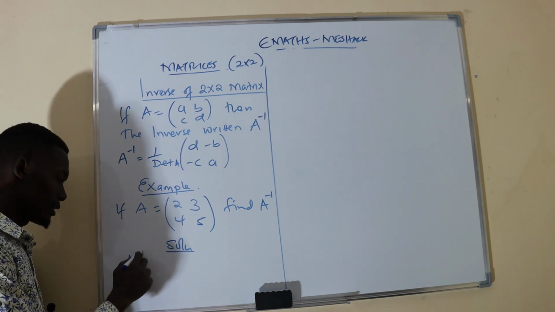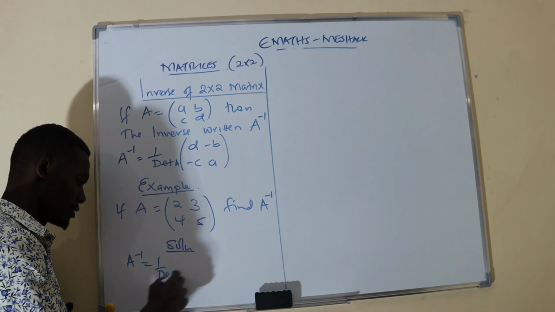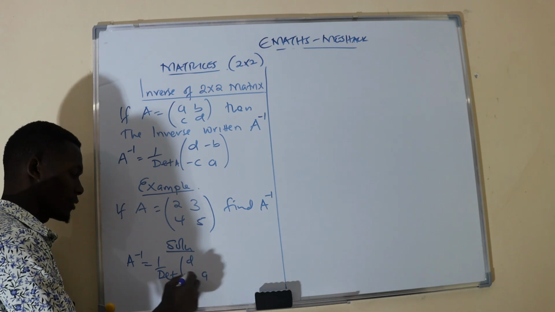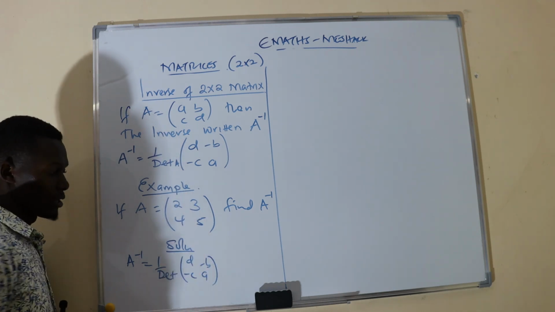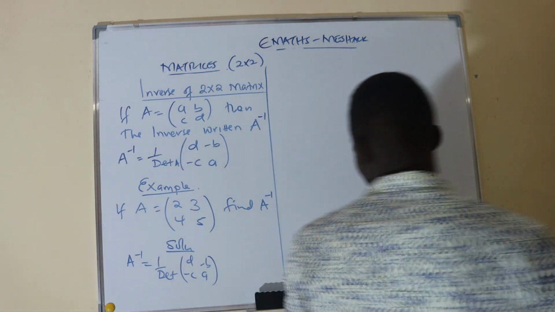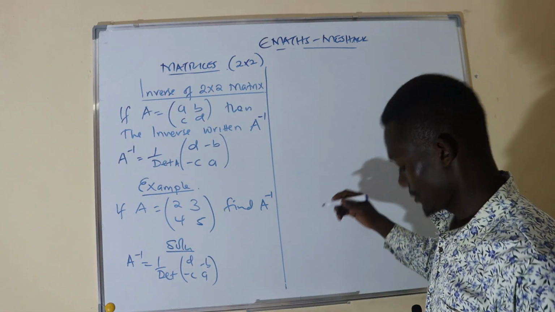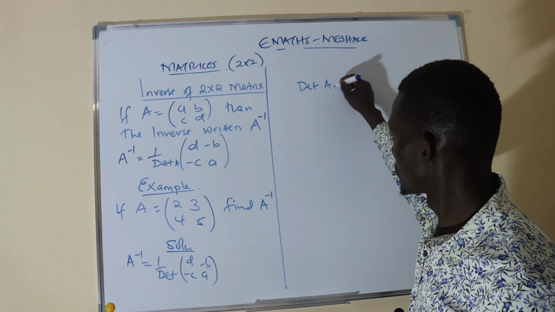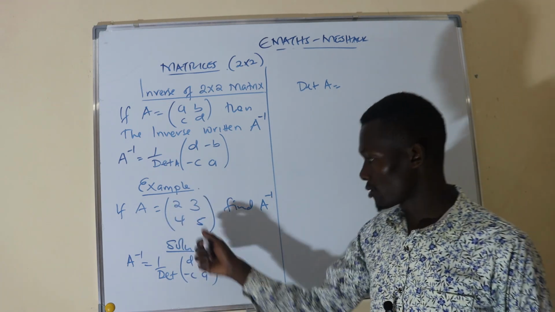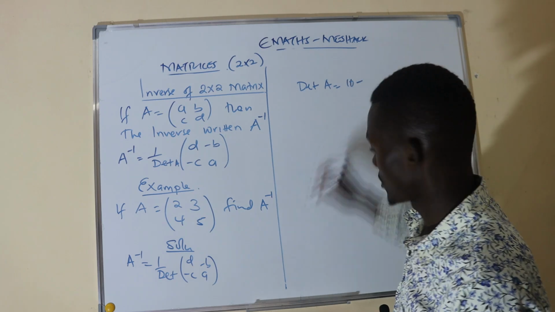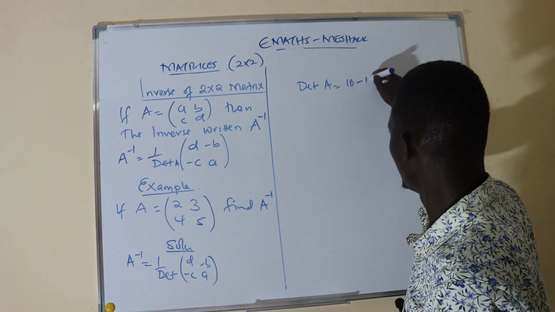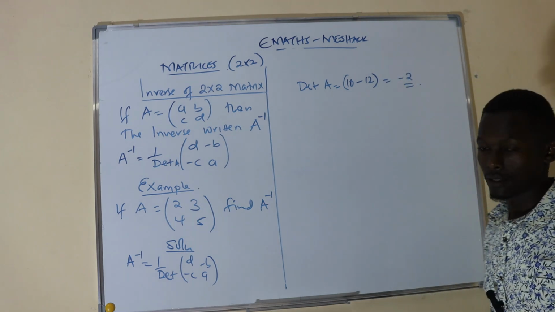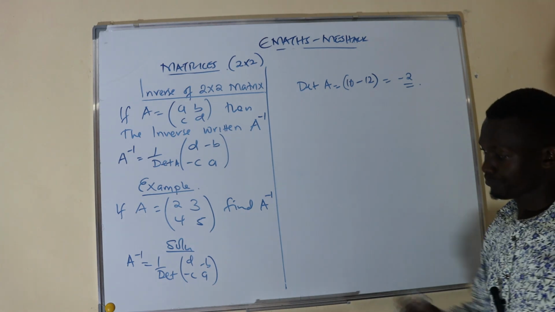So we know that A inverse is given by 1 over det, then interchange D and A, then -C, -B. So this is a general representation. The first thing you're supposed to get is the determinant of the matrix. So det of A will be given by multiplying the main diagonal, which is 5 times 2, gives us 10, subtract 4 times 3, which is 12. So our determinant is -2.